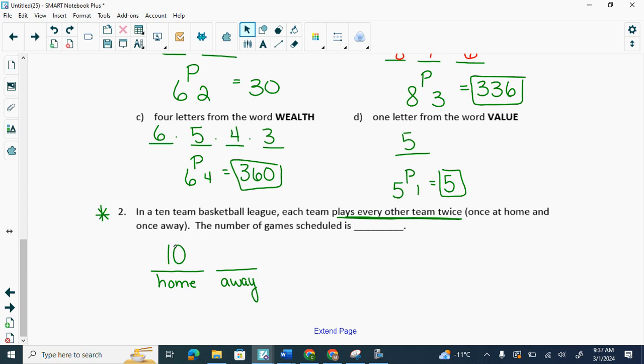So how many teams are there? 10. Can we go 10 and then 10? Because then that would be them playing themselves, correct? Are they allowed to play themselves? So it'd be 10 then 9, which is 90.